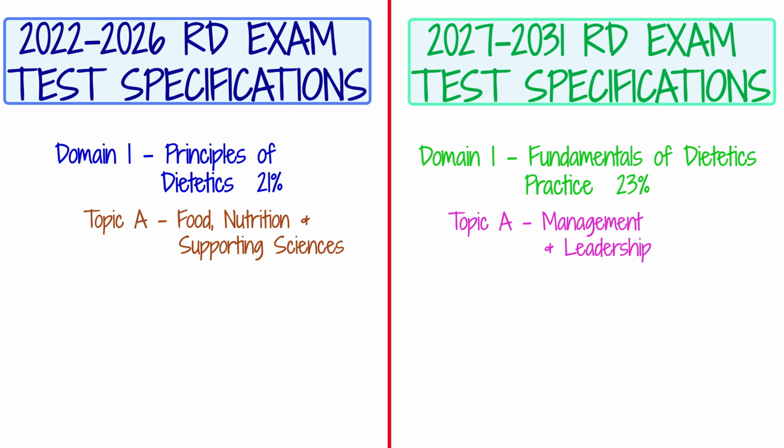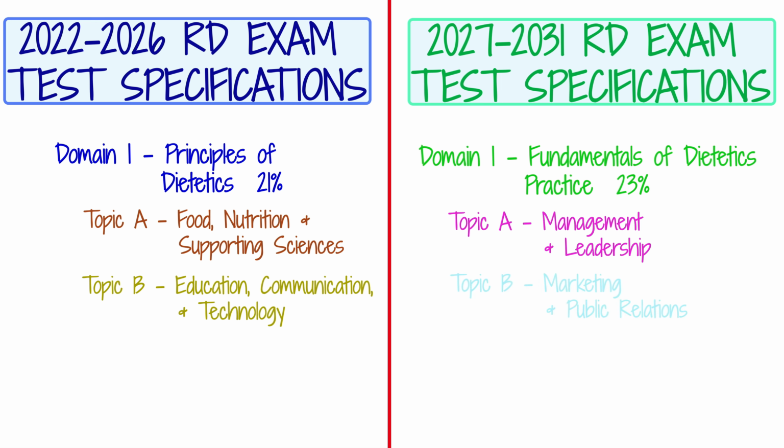Topic B also changes in the new exam. In the current exam, topic B covers education, communication, and technology, but in the new exam, topic B instead covers marketing and public relations, content that currently lives in domain 3. So basically, these topics that were historically part of domain 3 have now been moved up into domain 1.